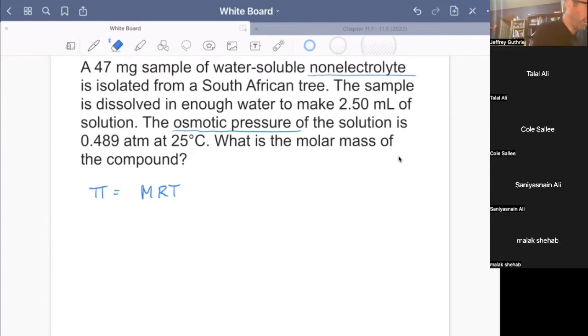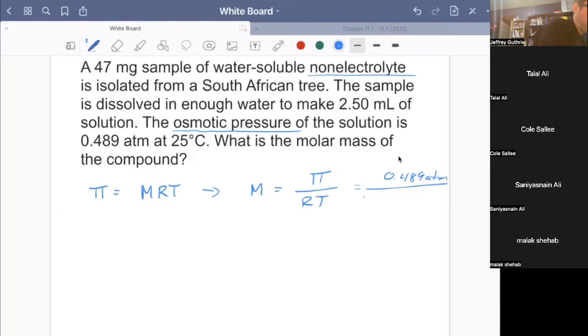We're given molarity. Actually, we're not. We have to solve for molarity, right? So we have to rearrange that equation to be molarity equals pi over RT. Right, so we're given pi as 0.489 atmospheres.